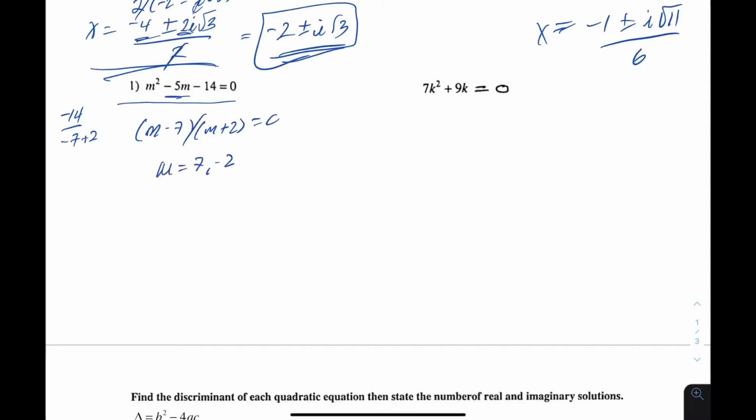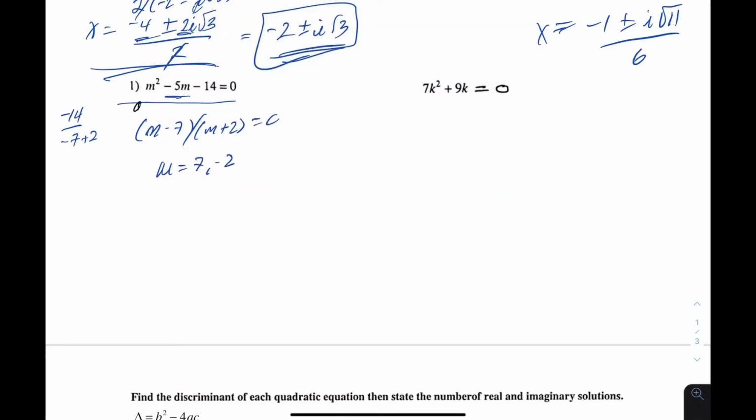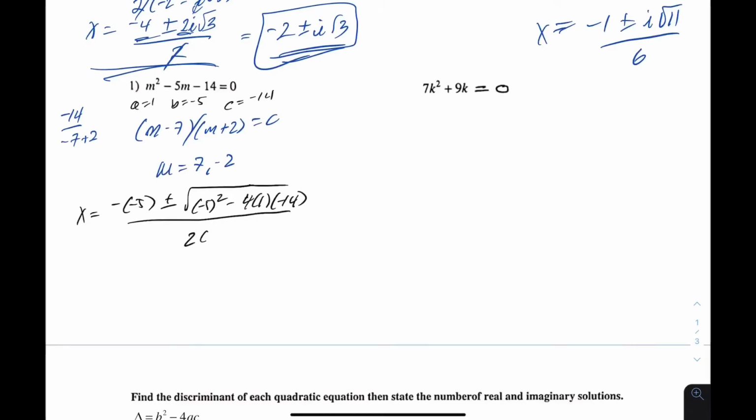That's by far the easiest way to do this, but let's practice our quadratic formula. So a would be 1, b would be negative 5, and c would be negative 14. Plugging into the quadratic formula, I would get negative negative 5 plus or minus the square root of negative 5 squared minus 4 times 1 times c, negative 14, all over 2 times a, which is 1.